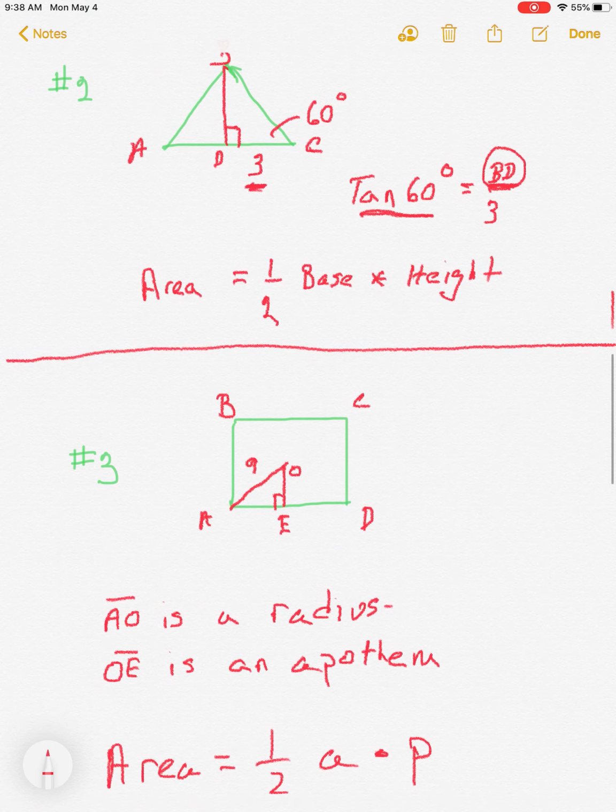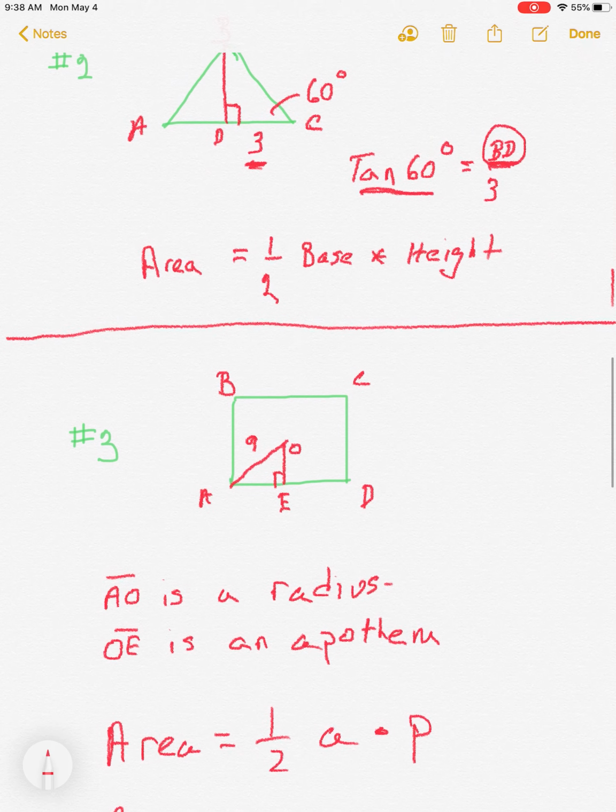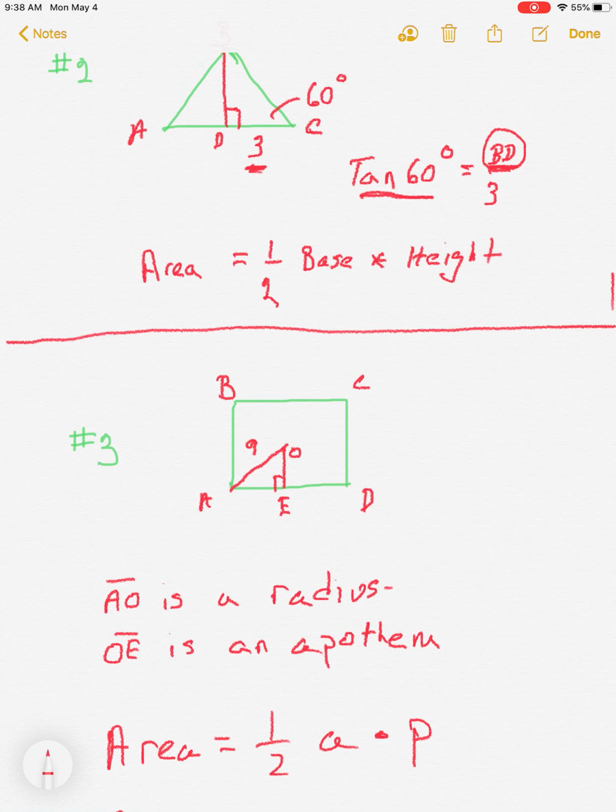Let's move on now to number 3. Number 3 is a square in which they show me that the radius is 9. Okay, this time I do want to use the formula. Area is 1/2 of the apothem times the perimeter. Well, knowing that the radius is 9, we can solve for the apothem and we can solve for the perimeter.